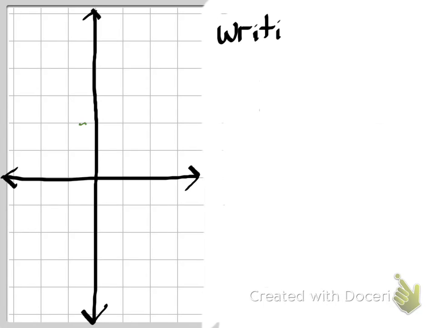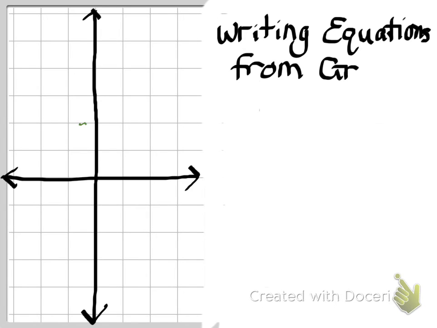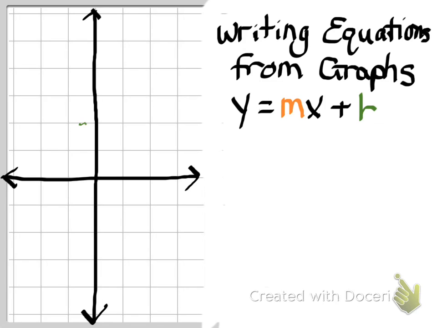In this lesson, we're going to talk about writing equations from graphs. So we'll use the format y equals mx plus b, where m is our slope and b is our y-intercept. When we look at our graph, the first thing we need to find is the y-intercept, or where the graph crosses the y-axis. So for the first few problems, we'll use a green dot to indicate where this is happening.